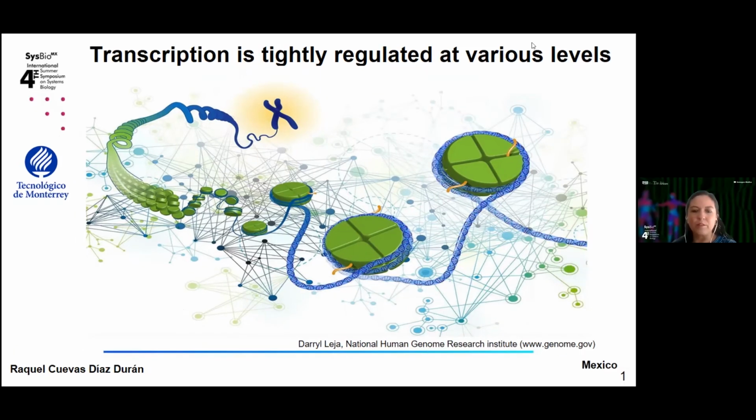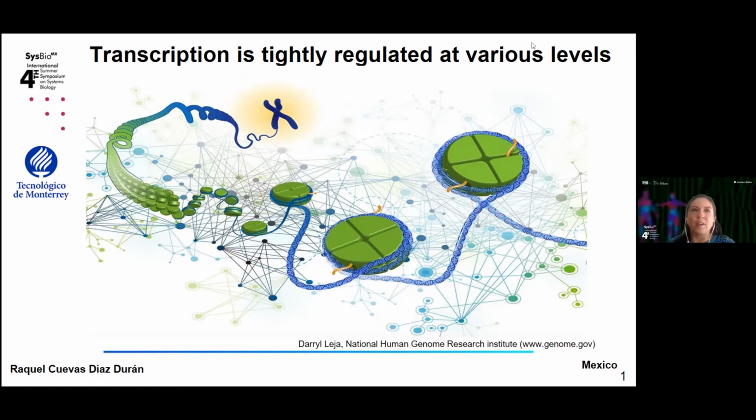So I will talk about today some of the projects that I am working with. Part of the research has already been published and another part is still in progress. I want to start with this figure that I got from the National Human Genome Research Institute. It's a very interesting figure, and it depicts what transcriptional regulation is.